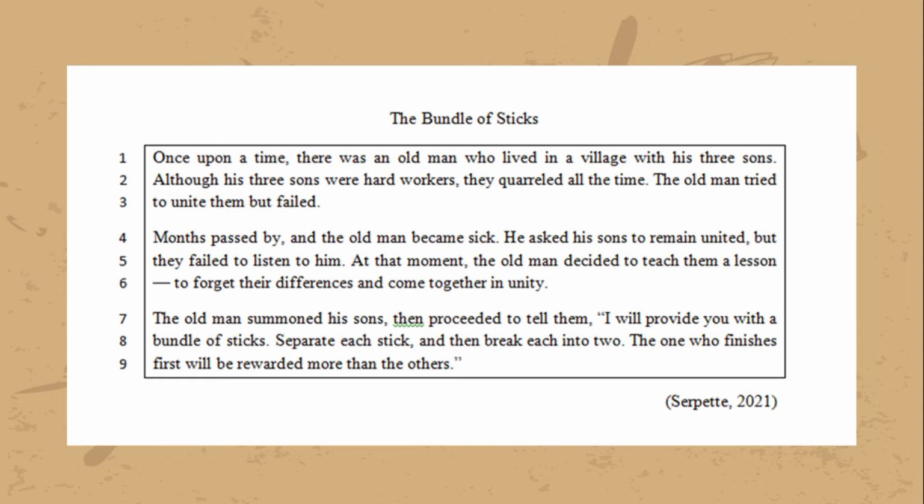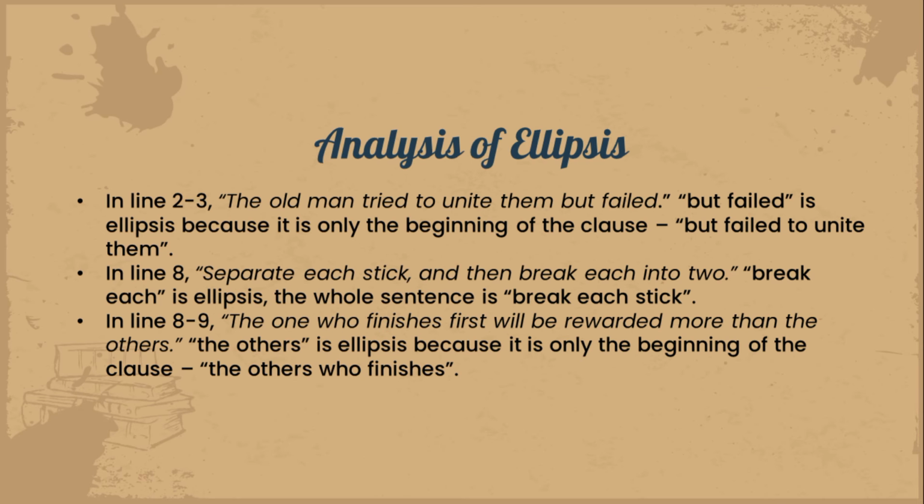The next is ellipsis, and here the example is the same as before, from the short story of the bundle of sticks. Here, the analysis of ellipsis. In lines 2 until 3, "the old man tried to unite them but failed." The phrase "but failed" is ellipsis because it is only the beginning of the clause. The whole clause is "but failed to unite them."